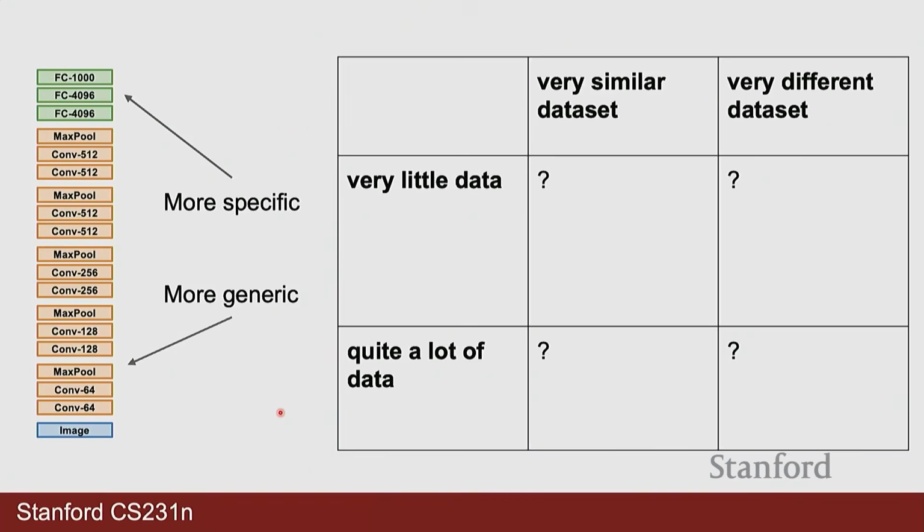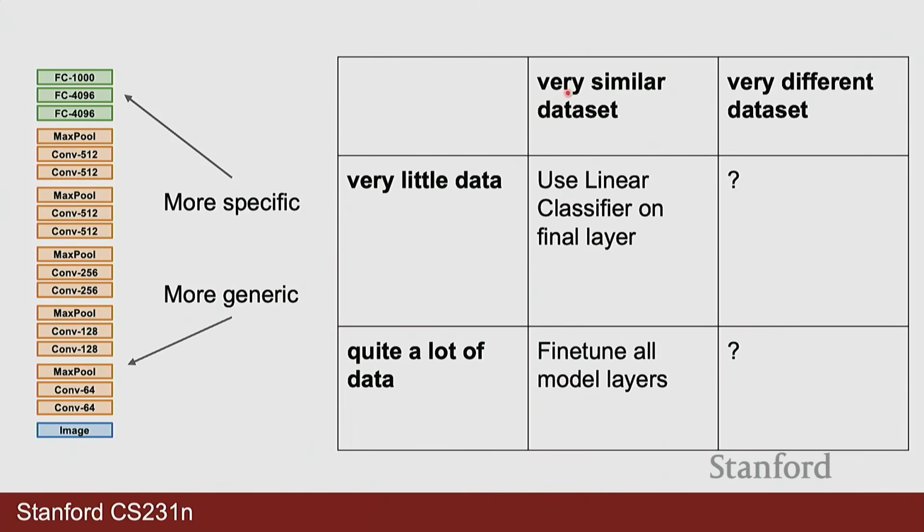You want to get something in the same type of distribution, where you're seeing the same kinds of objects or locations or things like that. So the question is, what do you do when your dataset is out of distribution? I actually have a slide here to cover some of that, so it's a great question. If you have a very similar dataset but very little data, you can use the linear classifier strategy we just mentioned. If you have a similar dataset and quite a lot of data, you'll get best performance by fine-tuning all the layers. These are strategies 2 and 3 on the slide that I mentioned earlier.